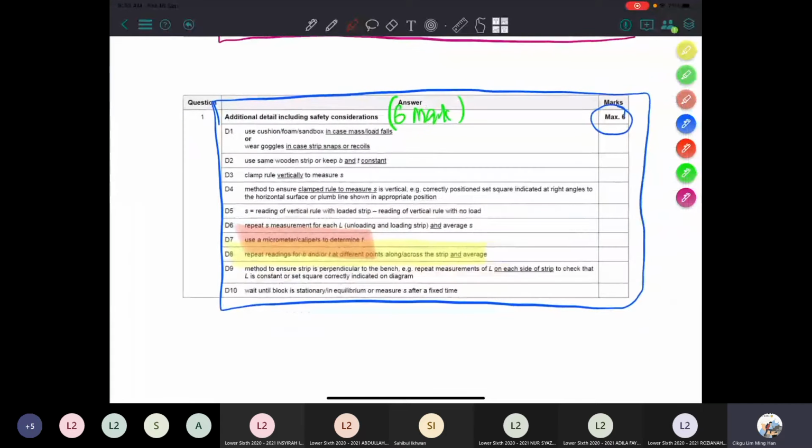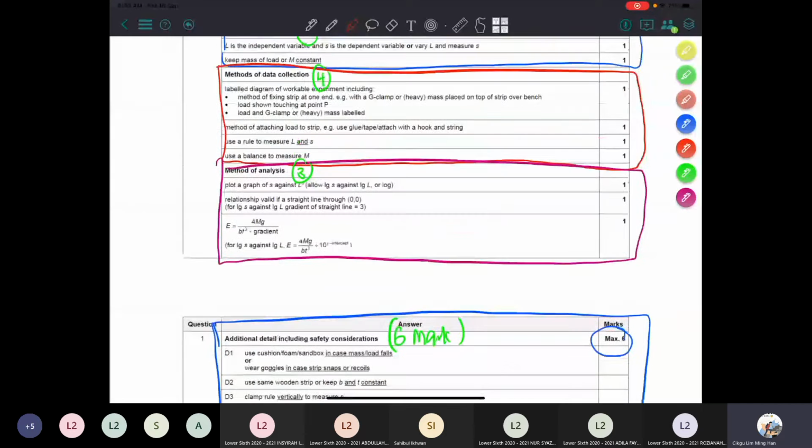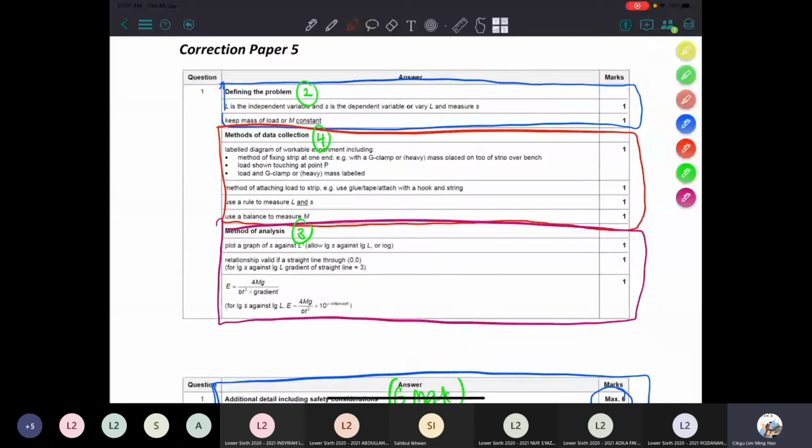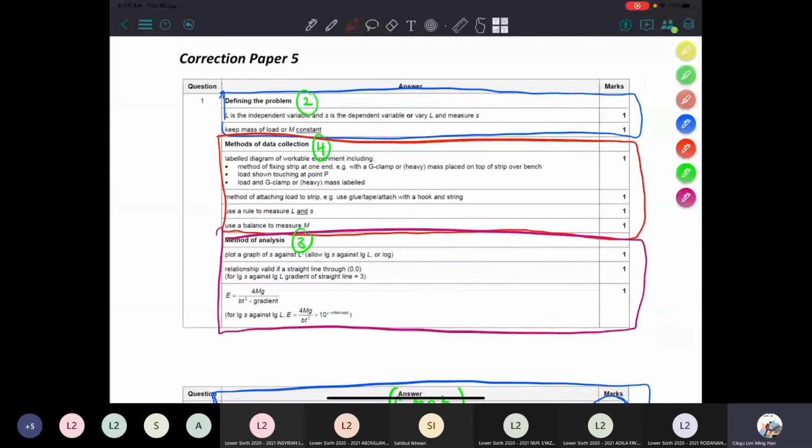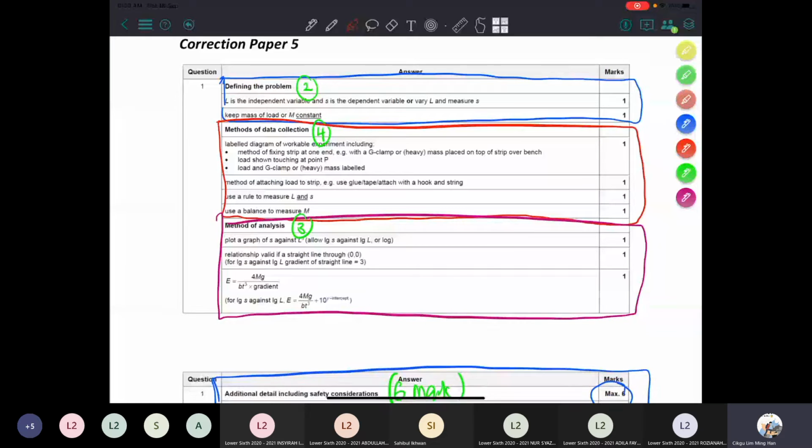So remember, it's 6 marks for additional, 3 marks for analysis, 4 marks for data collection, and defining the problem will be 2 marks.